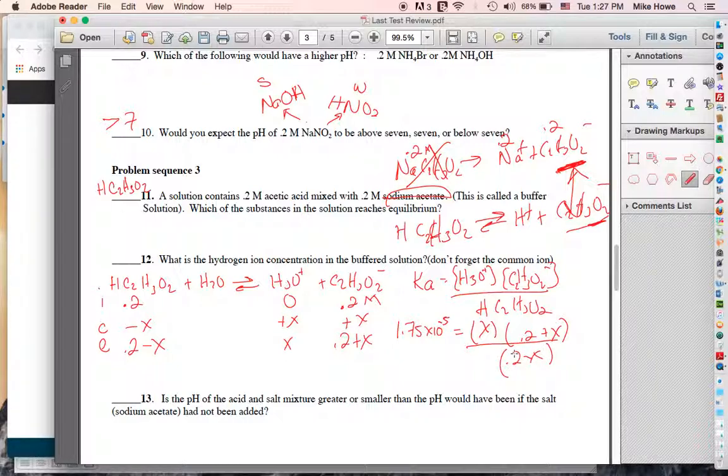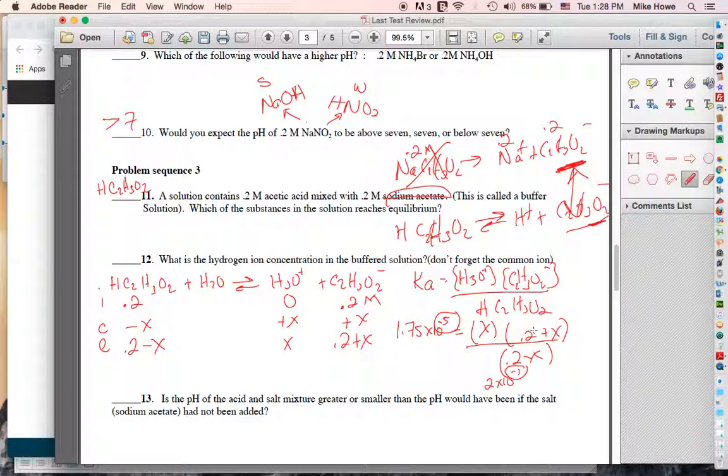Now remember that little rule that you might be able to ignore these minus x and plus x? So this is 5, negative 5. This is 2 times 10 to the negative first. I'll go ahead and write it down: 2 times 10 to the negative first. So if this exponent and this exponent are 3 or more apart, you can ignore the minus x. Same thing for the plus x.